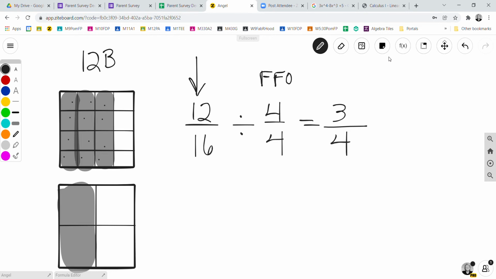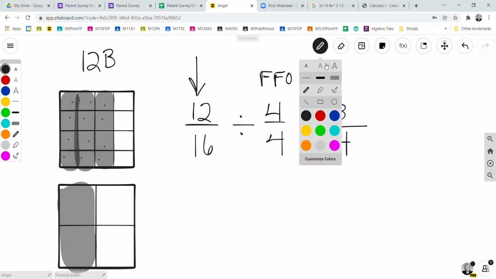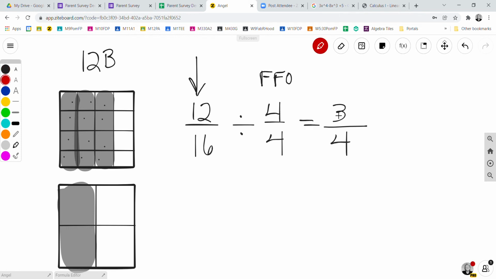The picture shows it as well. Here's my answer right here. Here's my answer, 3/4. But over here in the picture, watch. If I erase the sideways lines, I'm going to get 3/4. Watch. Ba-dink and ba-dink and ba-dink. Look, the amount that's shaded now is 3/4.